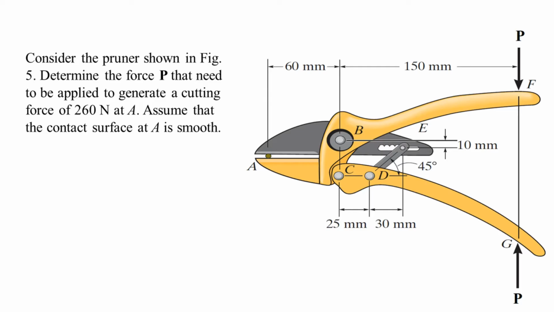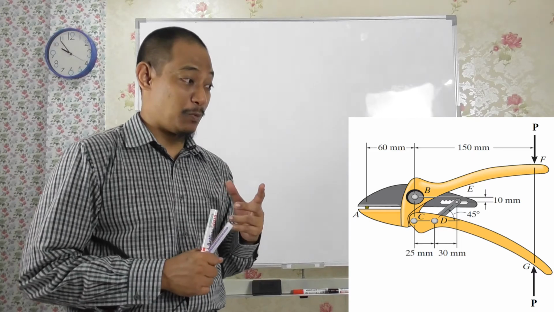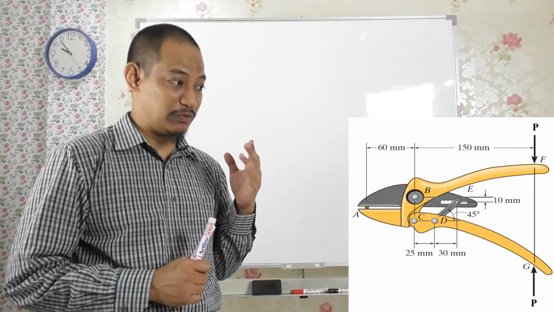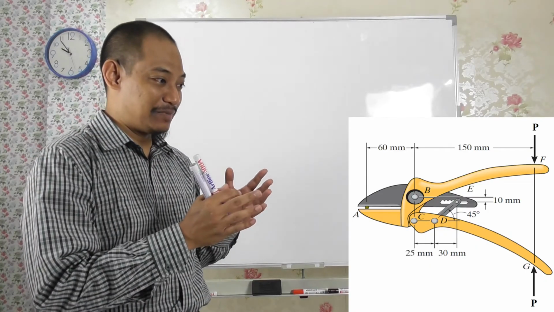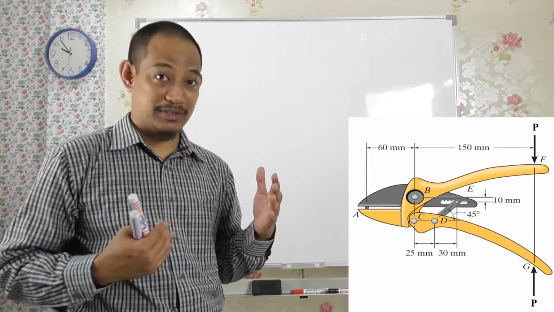Okay, this is question 8. You have the diagram on the right there, and the question says, consider the pruner shown in the figure. Determine the force P that needs to be applied to generate a cutting force of 260 Newton at A, assuming that the contact surface at A is smooth. Right. So another question where, when it comes to the final exam, the students just look at it and actually become scared. I think that many of the answer scripts are empty for this question, right?